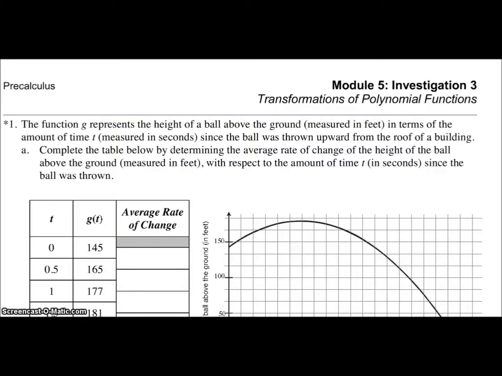Module 5 Investigation 3: Transformations of Polynomial Functions. You may recall transformations from high school. It's when the graph shifts. Like if you do a vertical transformation, the graph shifts up maybe k units, however many units, or down so many units. You could have a horizontal shift, a horizontal translation. We could have reflections across the x or y axis.